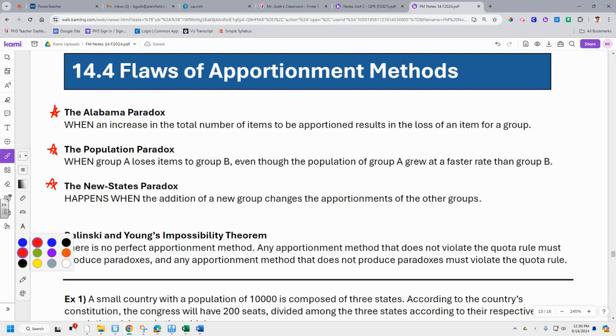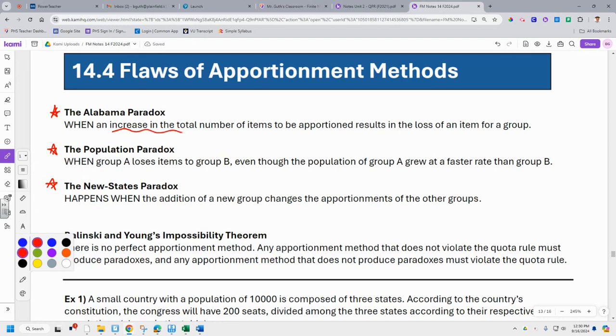Alabama paradox occurs when an increase in the total number of items to be apportioned results in the loss of an item for a group. Population paradox, when group A loses items to group B, even though the population of group A grew at a faster rate than group B. And the new states paradox happens when the addition of a new group changes the apportionments of the other groups.